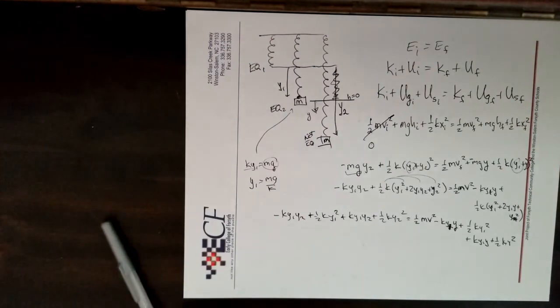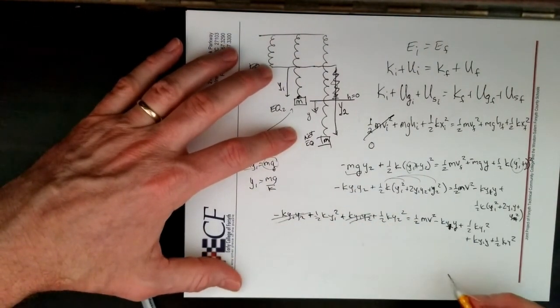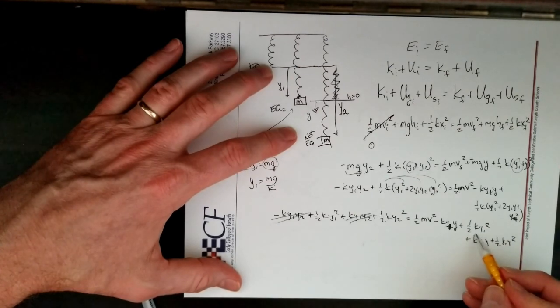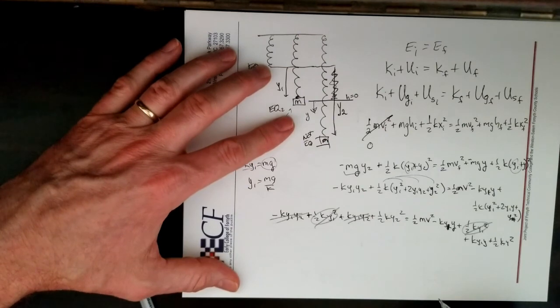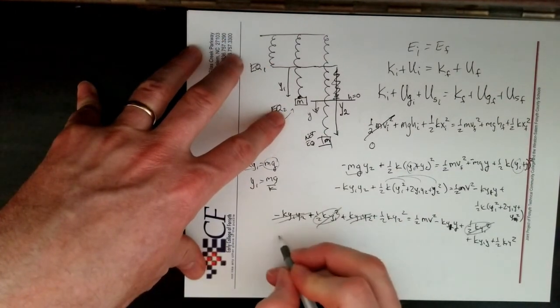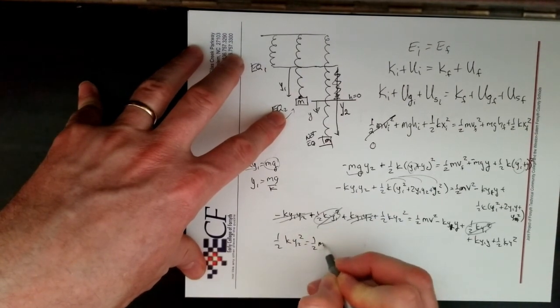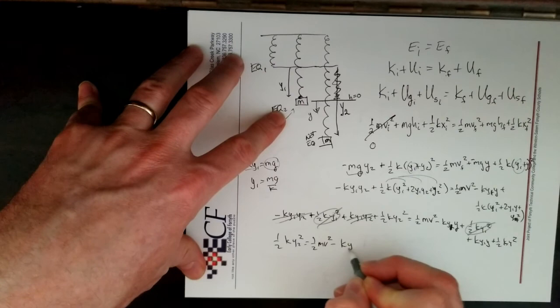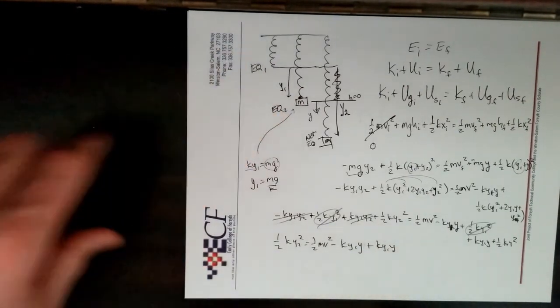Let's get rid of what we can. So I have that term and that term cancel out. I have a 1/2 KY1 squared here and there, so those cancel out. And so what I'm left with here is 1/2 KY2 squared equals 1/2 MV squared minus KY1Y plus KY1Y. Oh, those cancel out.